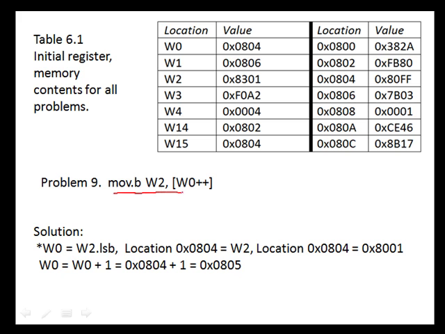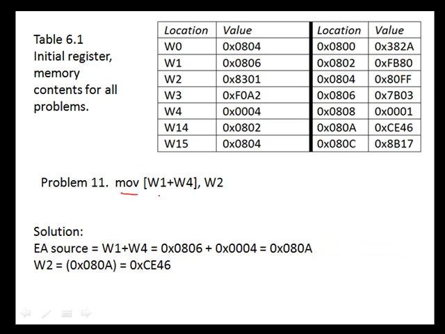Problem 9 is the same as the previous problem, except that it's a byte operation instead of a word operation. So we're going to take the least significant byte of W2 and write it to the byte location pointed to by W0, which is going to be 804. So that means that 804, this least significant byte, is going to be modified by copying the 01 to it. So this value right here is going to change to a 01. So that as a word, the final value of location 804 is going to be 8001. Because this is a byte operation and this is post increment, we're then going to increment W0 by 1. So 804 plus 1, the final value of W0 is going to be 805.